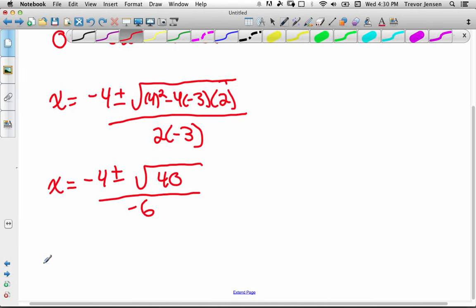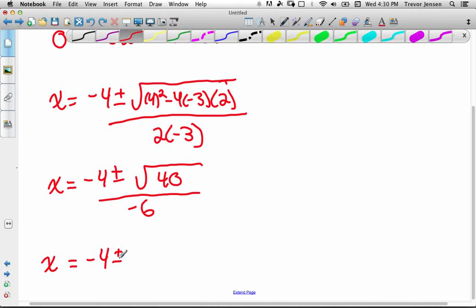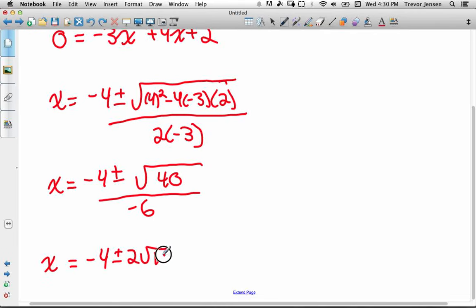We can write that as a mixed radical, because there is a perfect square number that divides evenly into 40. 4 is a perfect square number that divides evenly into 40. So I can break up root 40 into root 4 times root 10. But the square root of 4, I know what that is. That's 2, so I'm going to rewrite that as 2 root 10. Plus or minus 2 root 10 over negative 6.